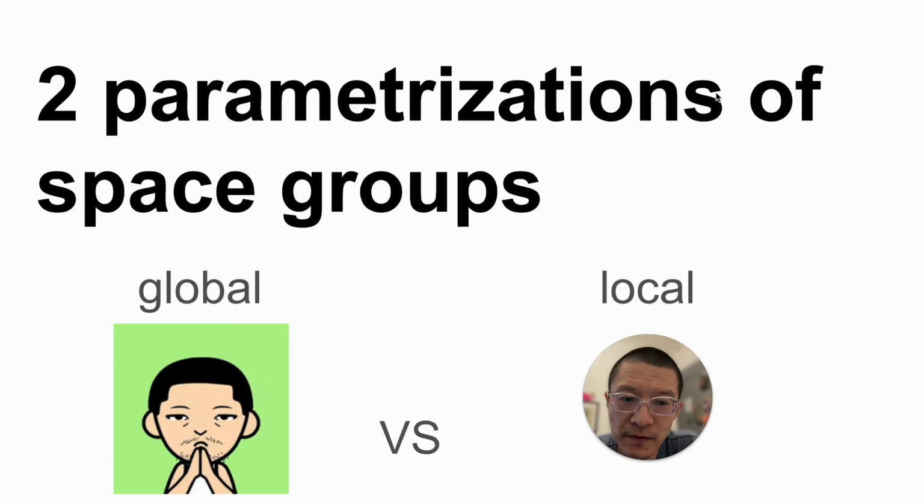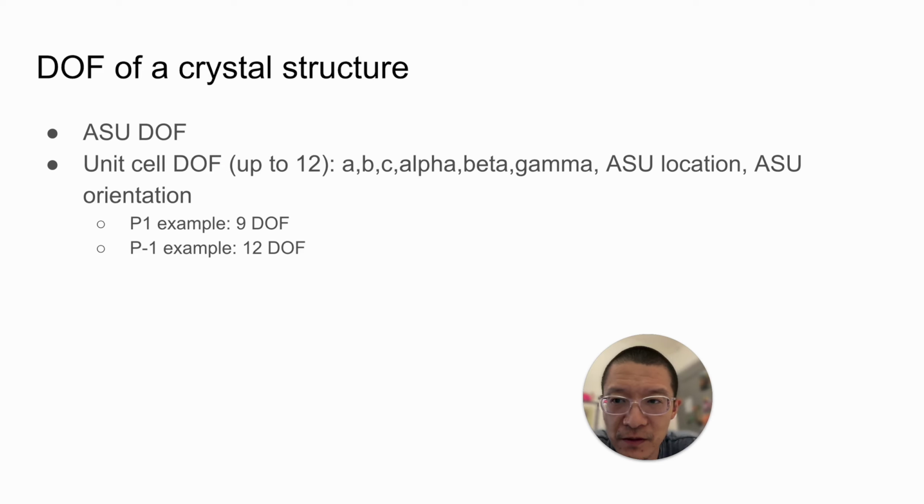Hello everyone. Today I will talk about two parametrizations of space groups. I call one of them the global approach and the other one the local approach. You're probably familiar with the global approach.